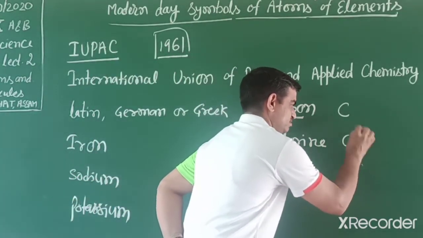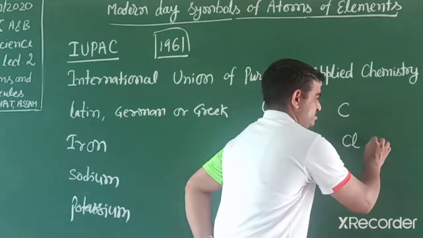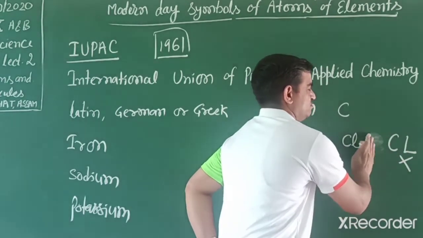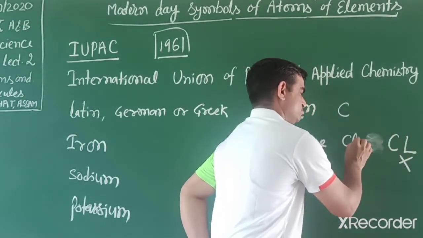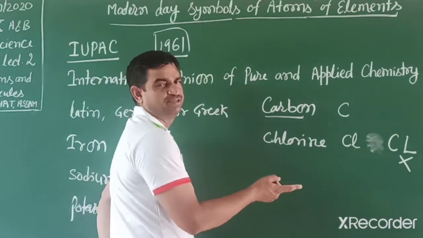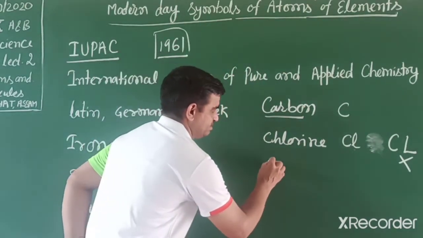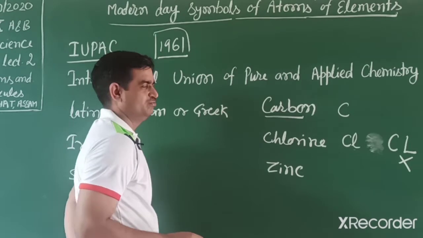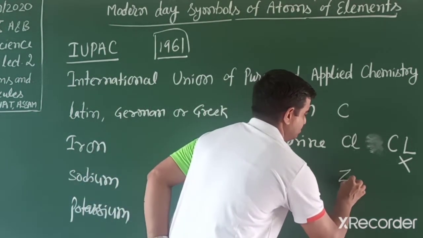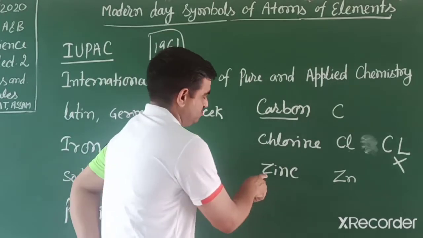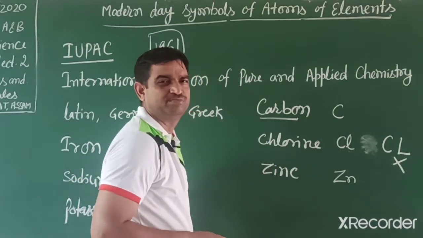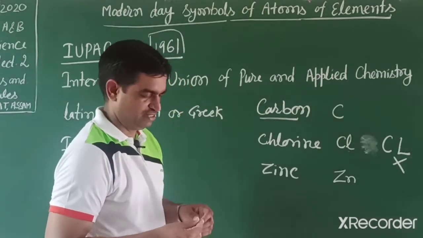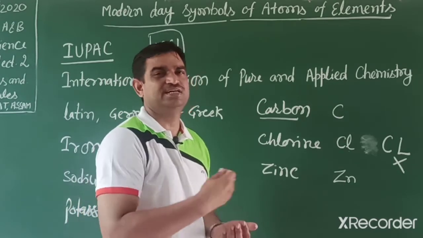So chlorine's symbol is Cl, but we don't write it in this way, CL. That is wrong. Why? Because the second letter is always a small letter, the first one capital. Another element like this, zinc. So students, how can we write the symbol of zinc? Zn, that is Zn. I is not taken because it was decided by IUPAC, the International Union of Pure and Applied Chemistry. Normally the first letter is taken, then a later letter.